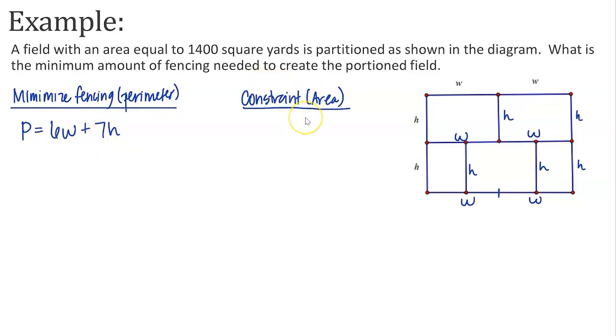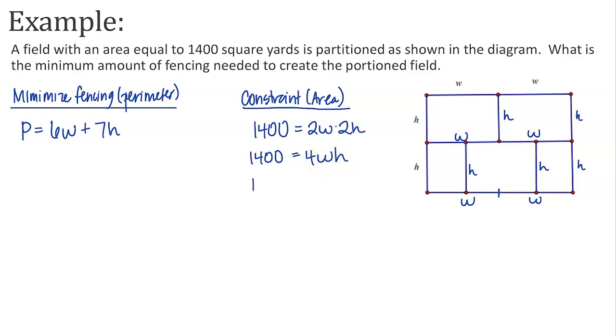Now our constraint is, as I said, on area. So we have 1,400 has to equal base times height, or length times width. So here we have 2 copies of W as the base, and then we have 2 copies of H as the height. So 1,400 has to equal 4WH. All right, so now we are going to go ahead and solve this equation for either W or H. So I'm going to go ahead and solve it for W.